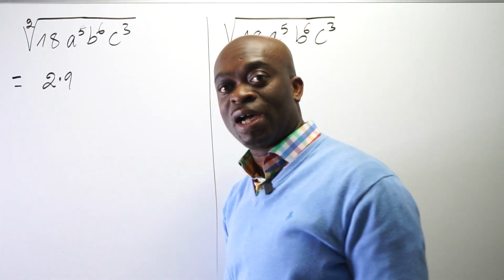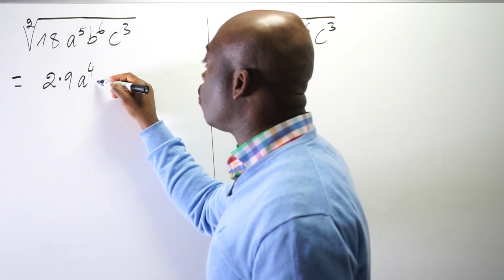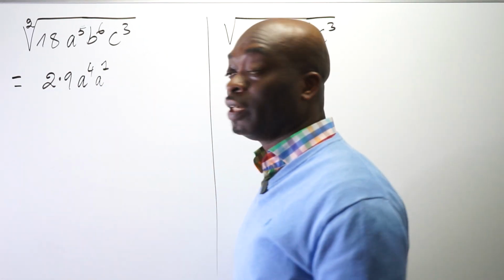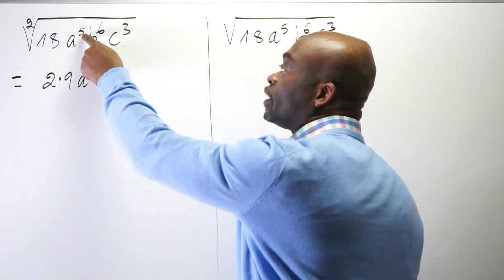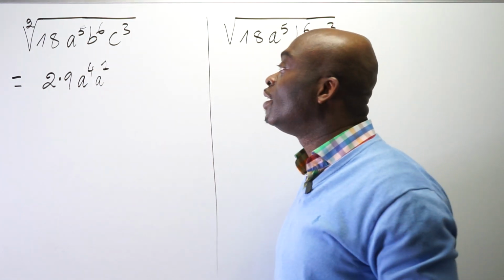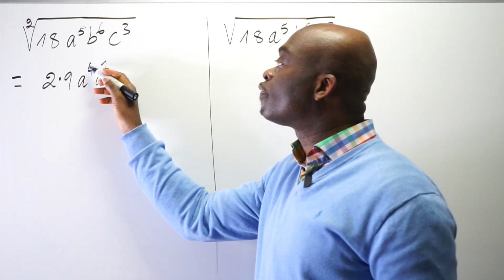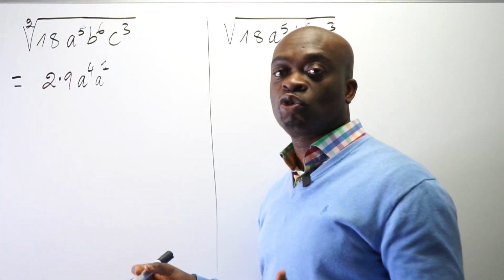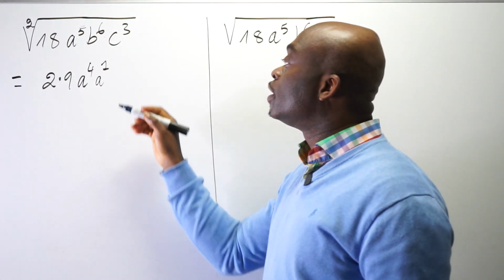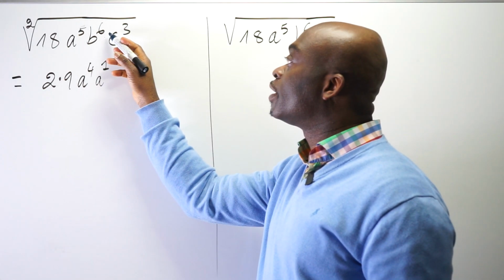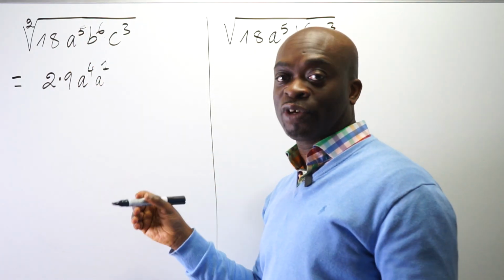How about a power 5? For a power 5, we can rewrite it as a power 4 times a power 1, because remember, when you multiply the same variables, you add the powers. 4 plus 1 will give you 5. And then a to the 4th is a perfect square. Why? Because 4 can divide 2 twice, evenly. How about b to the 6th power? So b to the 6th power is then a perfect square. Why? Because 6 can divide 2 3 times.